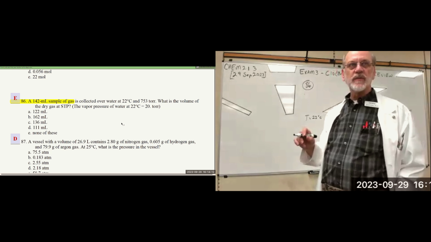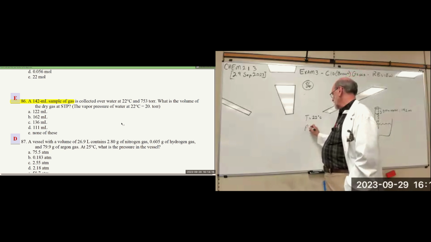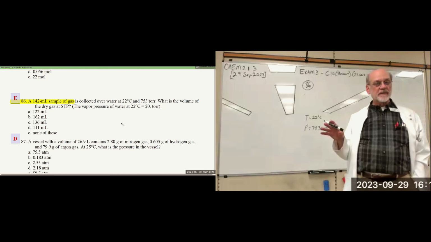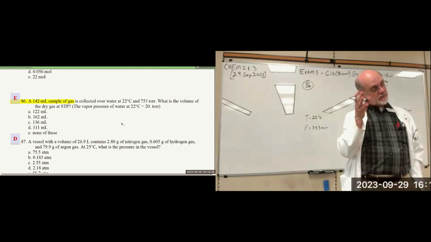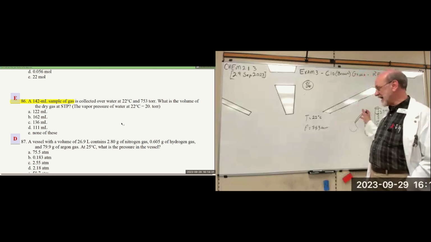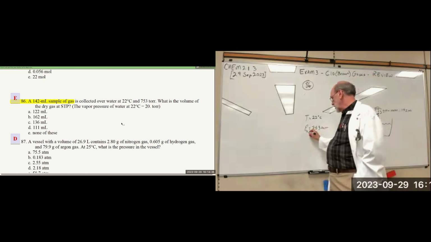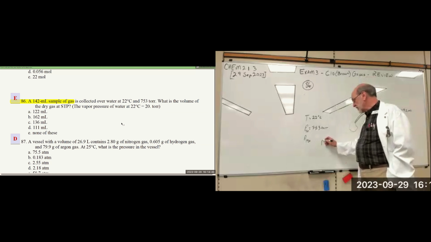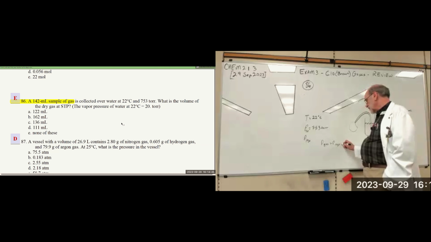Four? Yeah, millimeters of mercury. It's the same thing. And the pressure is 753 torr. That's the total pressure. The pressure due to water vapor dissolved in the gas is 20. So this is the total, and this is the pressure of water.